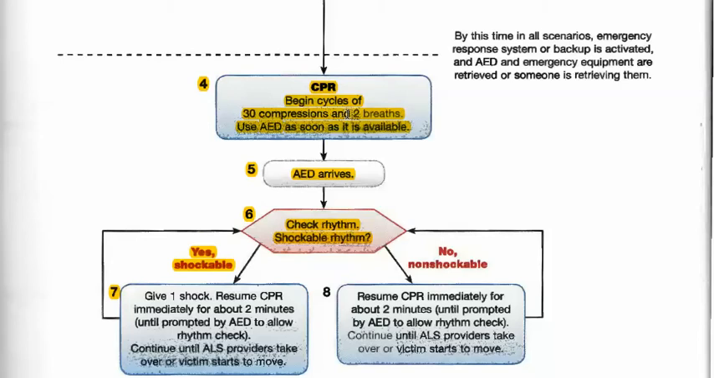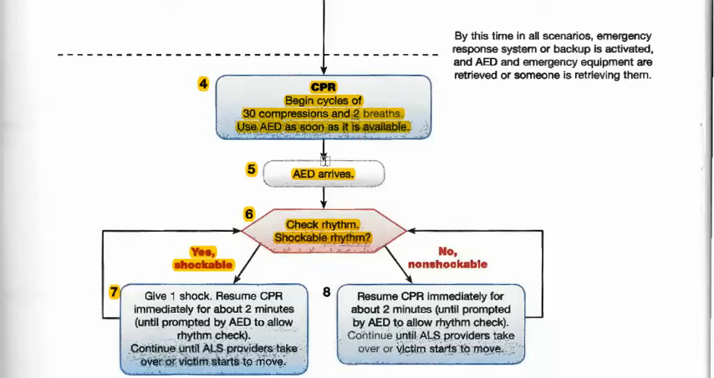So what is effective CPR? We will know in detail after that. CPR begins with cycles of 30 compressions and 2 breaths. Every cycle is equal to 30 compressions and 2 breaths. I will do 5 cycles in 2 minutes. Begin cycles of 30 compressions and 2 breaths, and use the AED as soon as it's available. You do CPR, 5 cycles for 2 minutes.